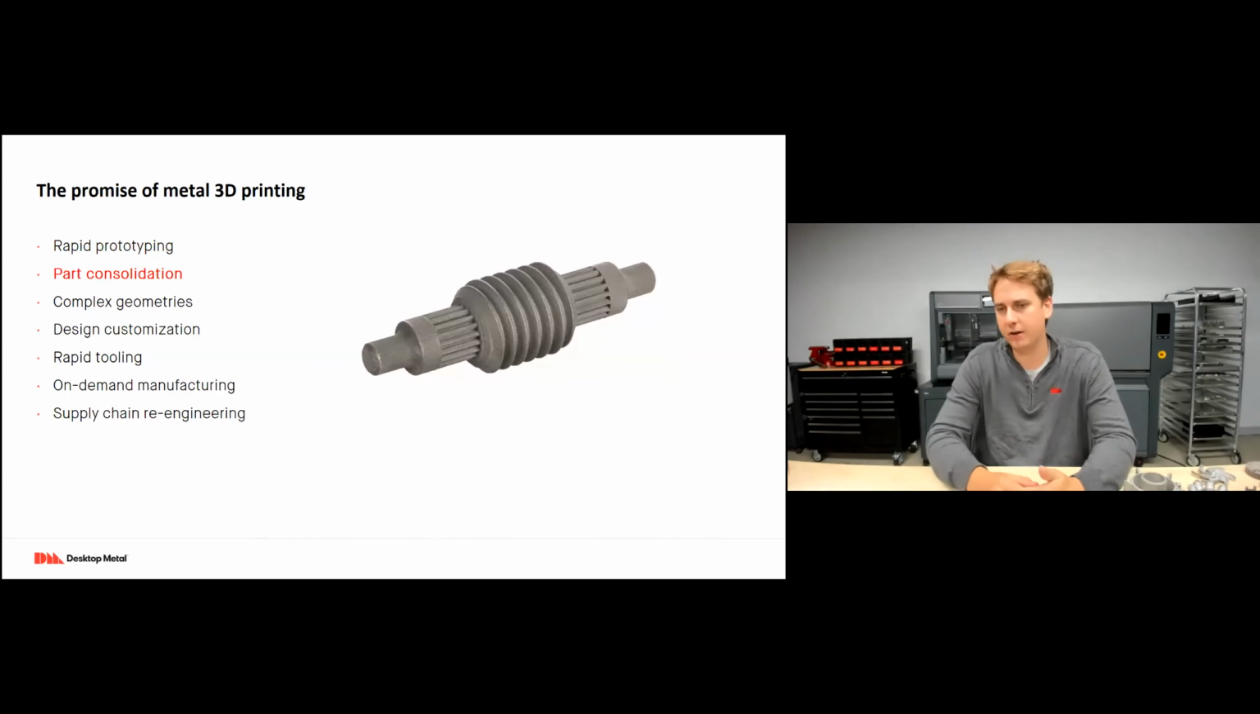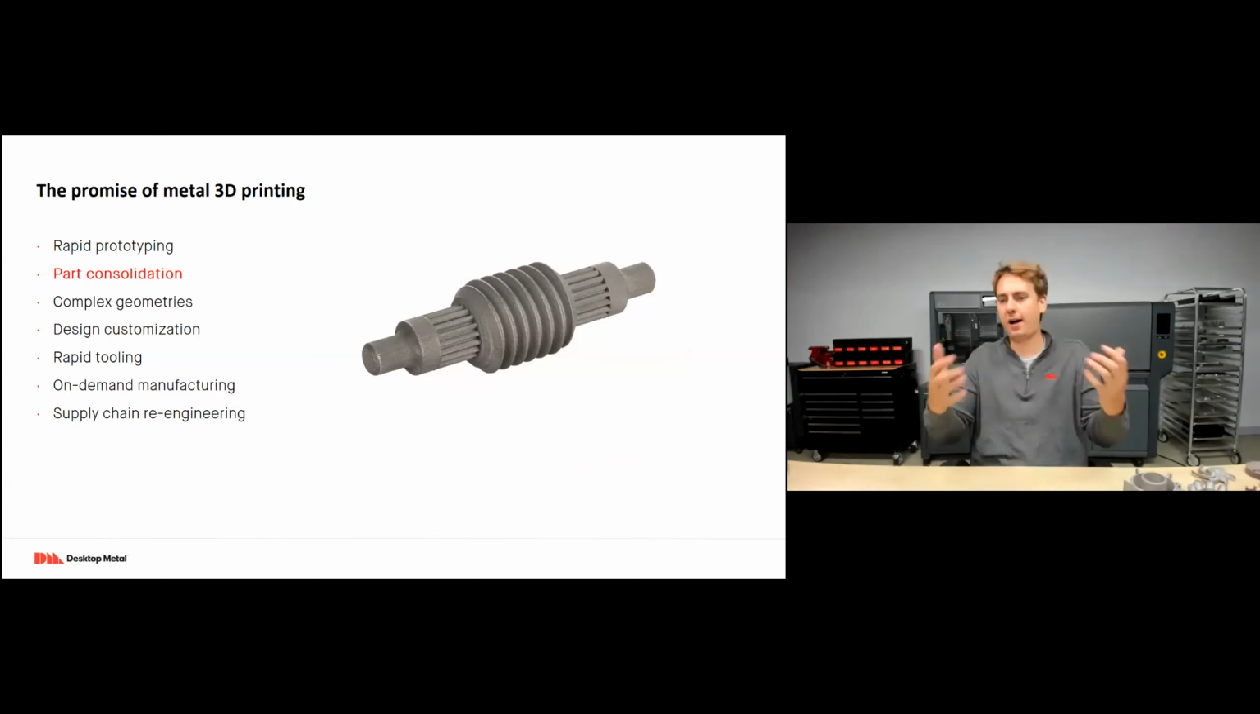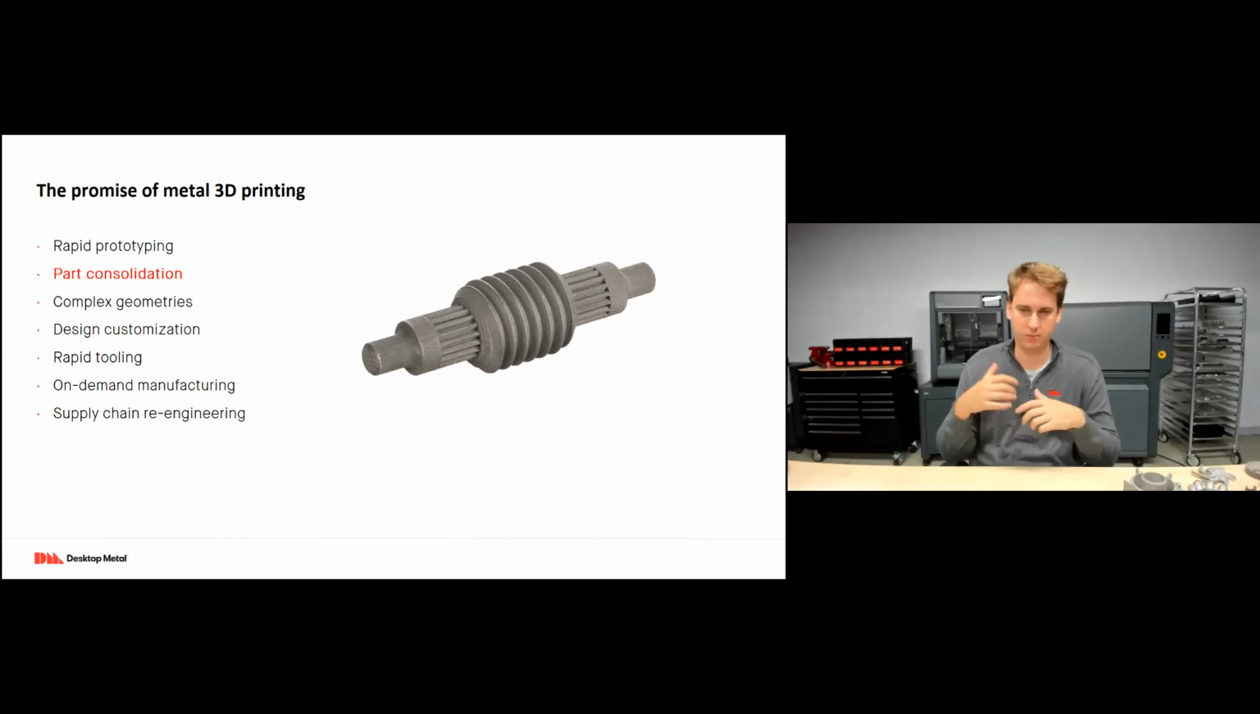In terms of part consolidation, like I mentioned, so many parts are designed for their manufacturing method, not their end use application. Since we're building in an additive method, it's so much easier to consolidate a bunch of parts into just one component by reducing fasteners and reducing assembly. And this really makes parts perform better as well as simplifies the assembly process.